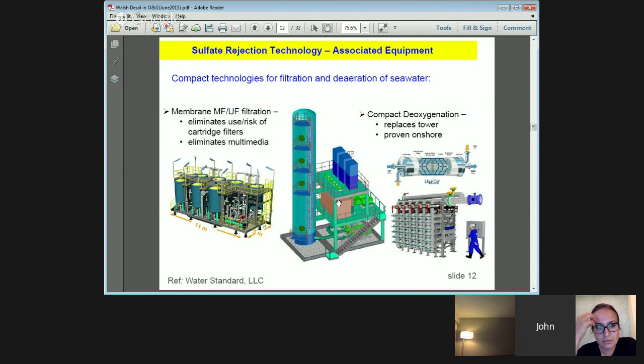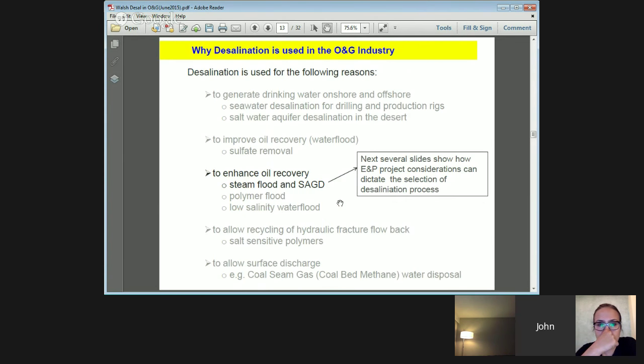And you saw a picture of the platforms where size and weight would be a definite concern. So then, shifting gears a little bit and going from improved oil recovery, or water flood and sulfate rejection, onto enhanced oil recovery, there's basically three major areas of enhanced oil recovery that have to deal with water. One is steam flooding, where steam is actually injected into the ground, and something called steam-assisted gravity drainage, polymer flooding, and low salinity water flooding.